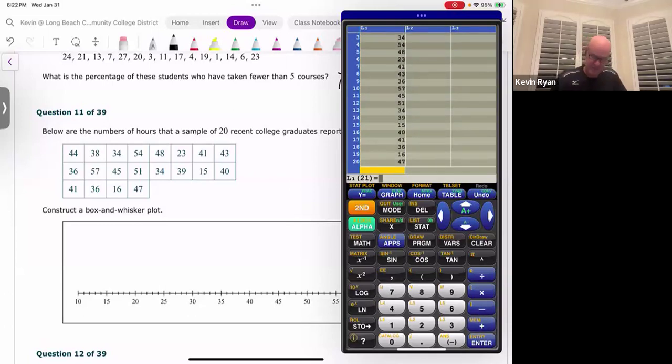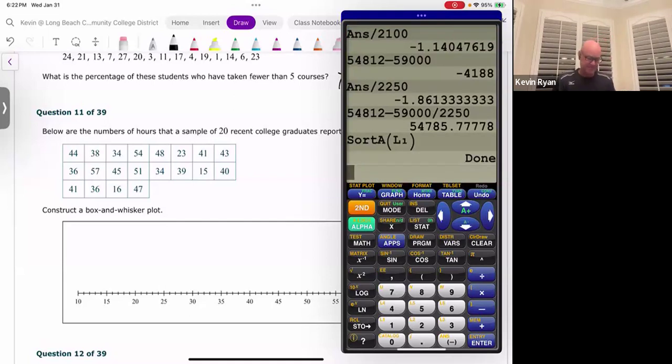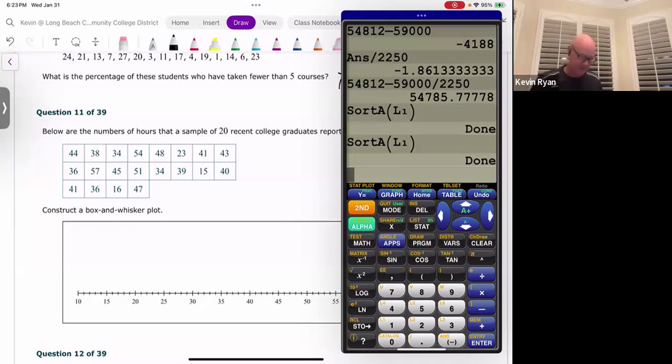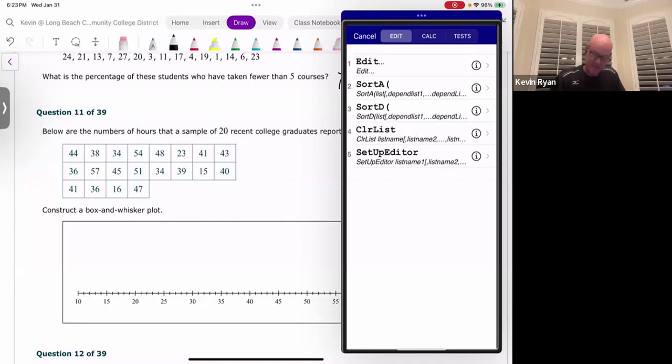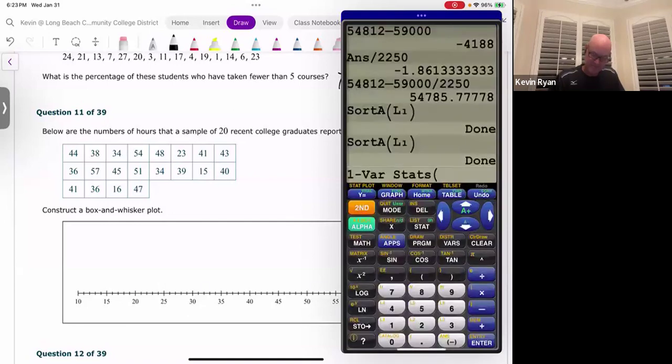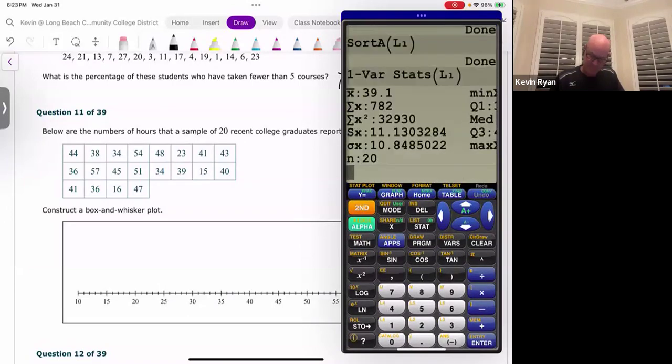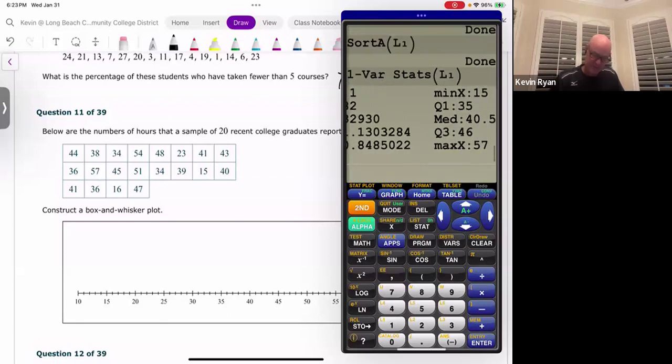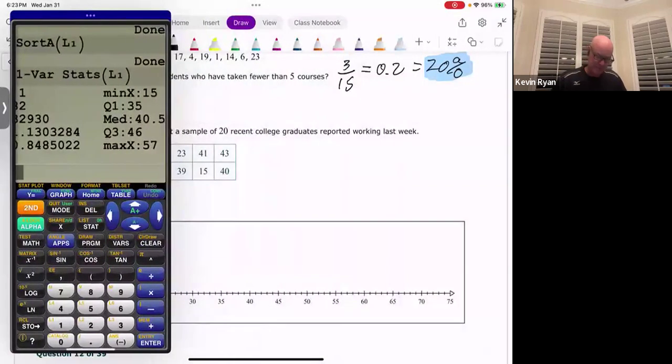All right, so we have our 20 pieces of data here. I'm going to sort this list. That will make it easier. And now I'm going to run one var stats. And I'm interested in this information. So the minimum, first quartile, median, third quartile, and the maximum.